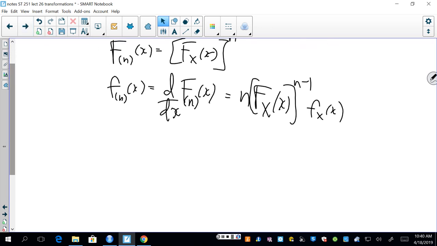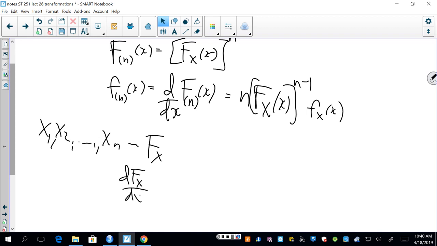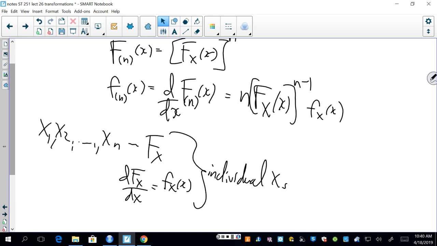So each x1, x2, all of them have this particular distribution. We're trying to figure out the derivative of that thing, which is this little density. These are the individual x's. This thing is the density, the PDF of the maximum.